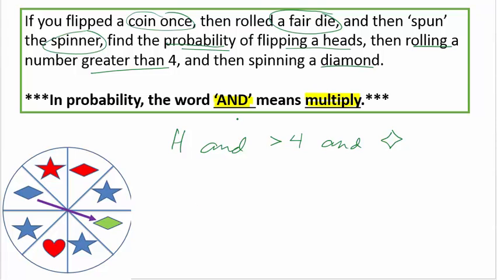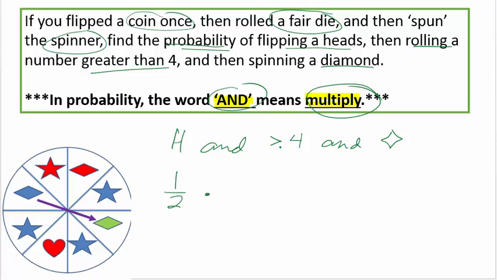Well, what you do is remember that the word and means multiply. So what is the probability of flipping a heads when you flip a coin? Well, it's 1/2, 1 out of 2, because there's either going to be heads or tails, and one of them is heads. So the desired outcome is heads. The total outcomes is heads and tails, which is 2, so that's why it's 1 out of 2. The word and means multiply.